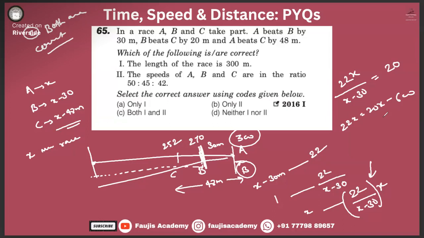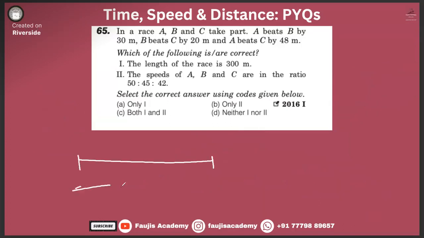If it's an x meter race, sir, is it to be x plus 30 meters or x minus 30 meters? But why x plus 30? x is the length of the race, right? One moment. Let me clear off the mess. This is your entire race, let's call it x meters. We don't know what that x is. A is over here. A beats B by 30 meters and A beats C by 48 meters, sorry.